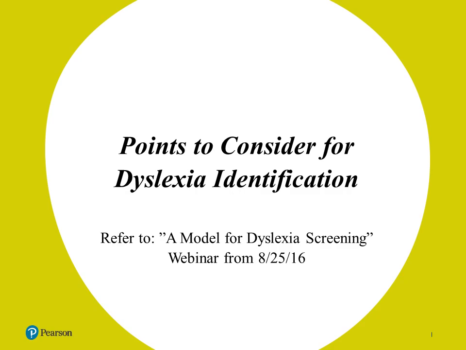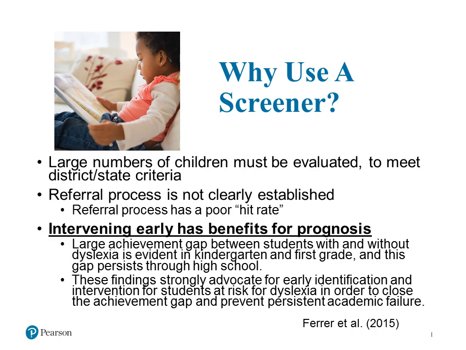Okay. So let's get started in terms of the meat of the discussion today with some different points that we should consider with regard to dyslexia identification. And again, you can refer back to that screening webinar that I did at the end of August for more information about dyslexia screening in general. But I want to go over some important points so that we're on the same page. In terms of why we use a screener, it's pretty apparent for the first two bullet points that I have up there why we put into place screeners for general purposes. That third one is really what I want to focus on.